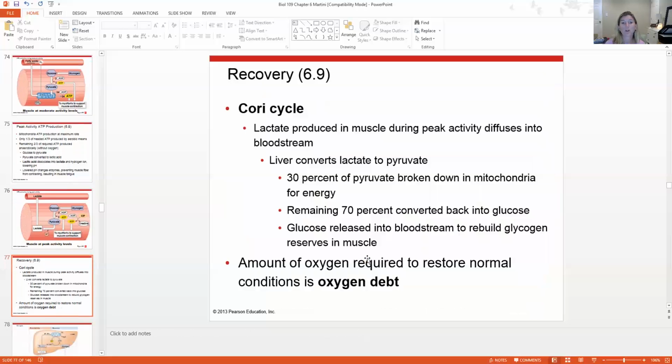So there is something called the Cori cycle. This is where the lactate that's going back into the blood is recycled by the liver. The amount of oxygen that's required to return your body back to normal oxygen levels is called an oxygen debt. As you are working at peak performance, your body's going to use more oxygen, so that when you finish working out, you're going to have a little bit of oxygen debt. This is why your heart rate and respiration rate stay elevated even after you finish exercising, because you need to continue to bring in more oxygen to replace that oxygen debt.